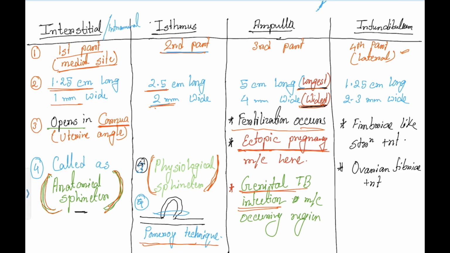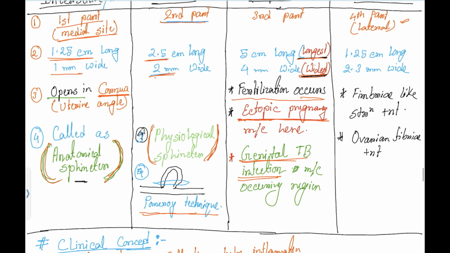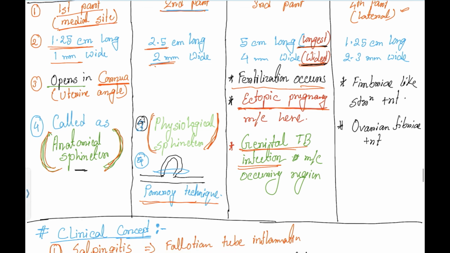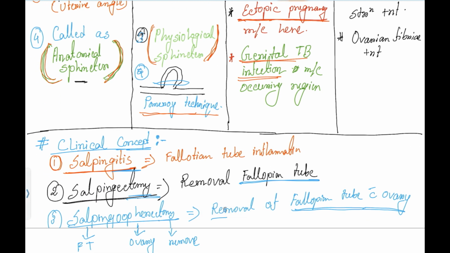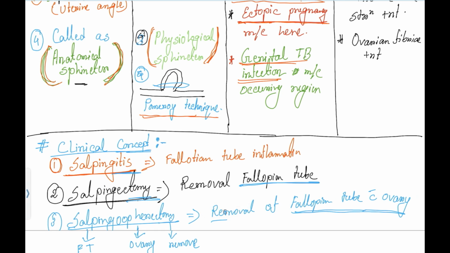The length and width of these different parts, and the unique identities you need to remember, like anatomical sphincter, physiological sphincter, ectopic pregnancy, genital TB infection, where the ovarian fimbria is present, what is the function of the ovarian fimbria, and the clinical concepts like salpingitis, salpingectomy, salpingo-oophorectomy. So that's all about today's session. In part 4, we will discuss further the remaining portions of the internal genital organs.